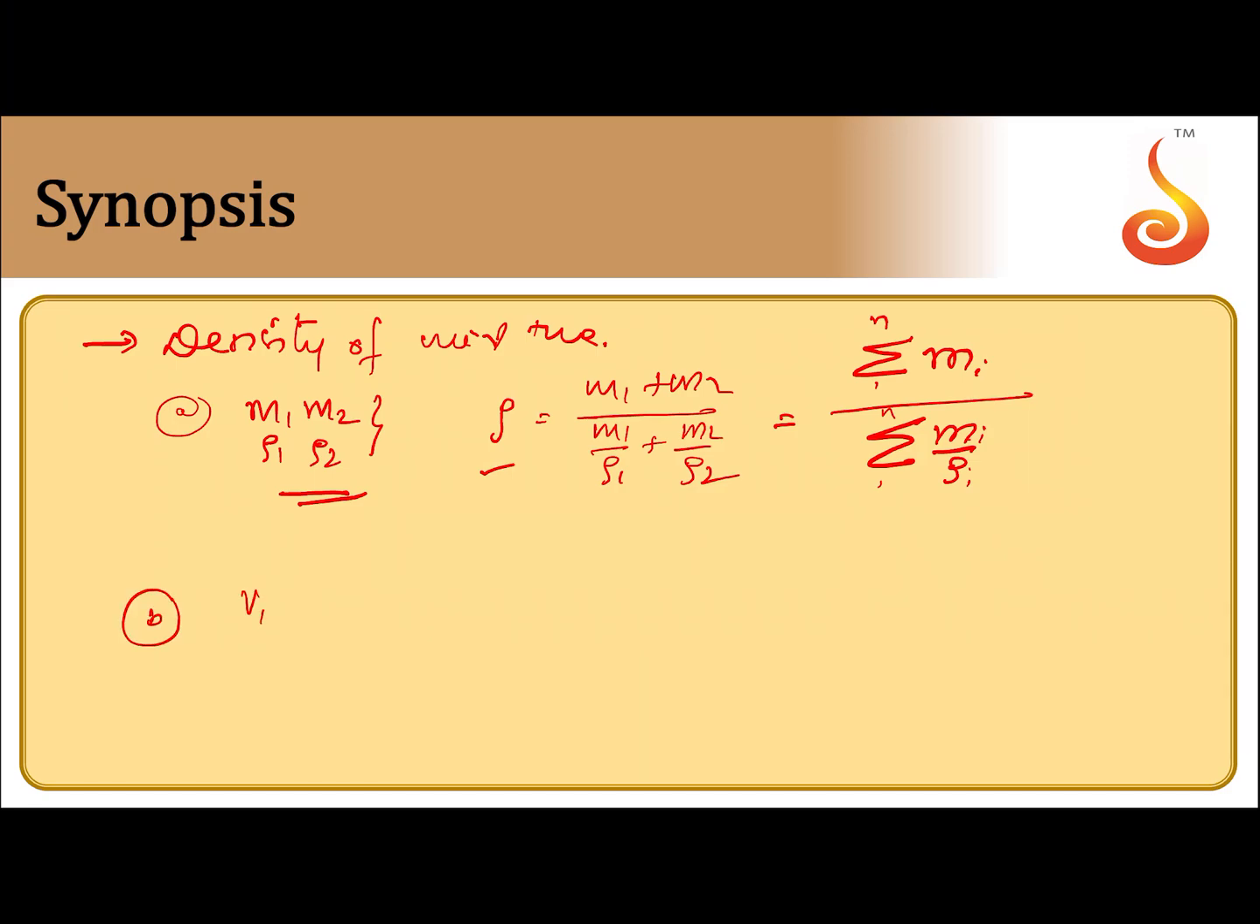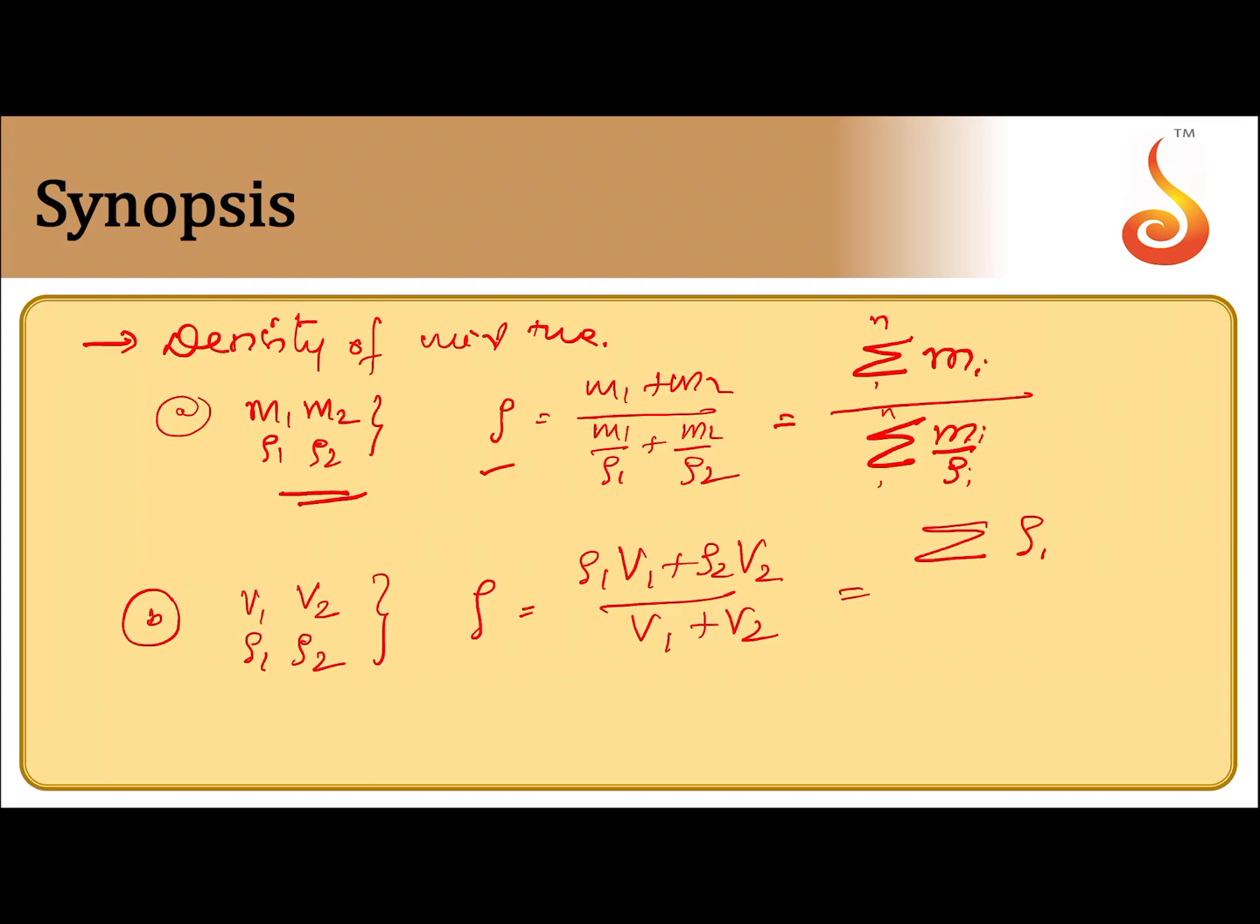Suppose two liquids of volumes V1 and V2 whose densities ρ1 and ρ2 are mixed, then the density of this mixture is given by ρ1 V1 plus ρ2 V2 divided by V1 plus V2, or this can be written like this: sigma ρi Vi divided by sigma Vi from 1 to n. That is how you find out the density of the mixture of liquids when masses are given or volumes are given.